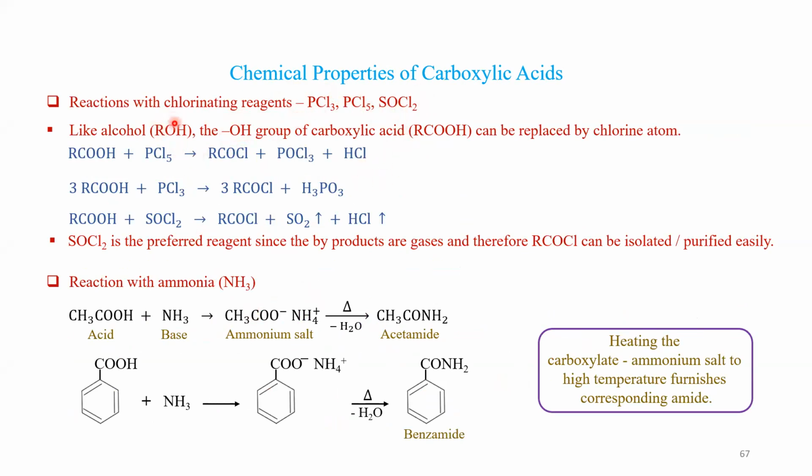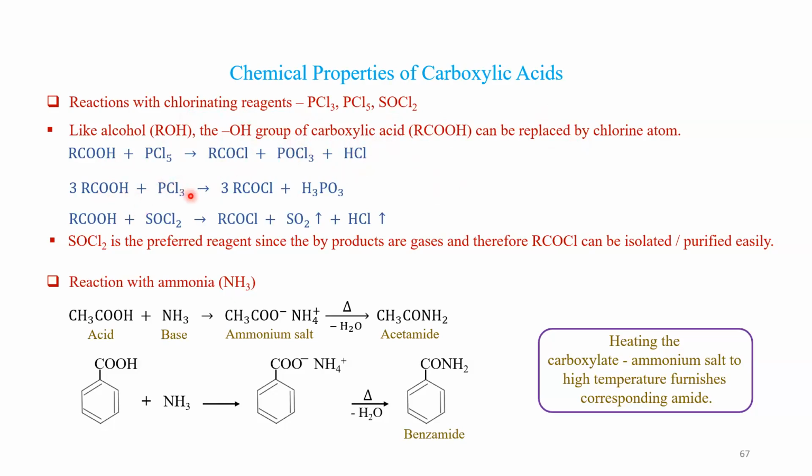So in alcohol, they replace OH with chlorine. In carboxylic acid also, they replace the OH of carboxylic acid with chlorine. So we get acid chloride or acyl chloride. So RCOOH plus PCl5 will give RCOCl plus POCl3 plus HCl.